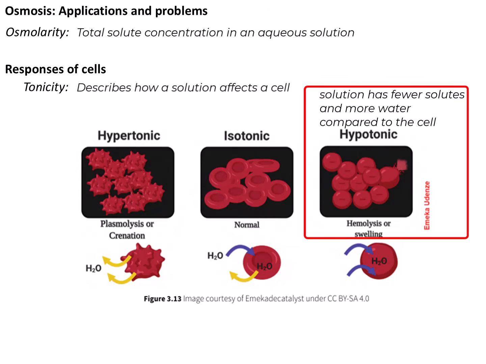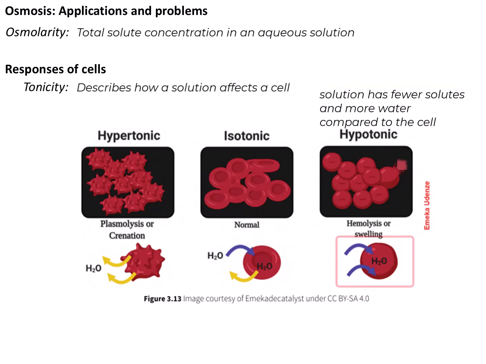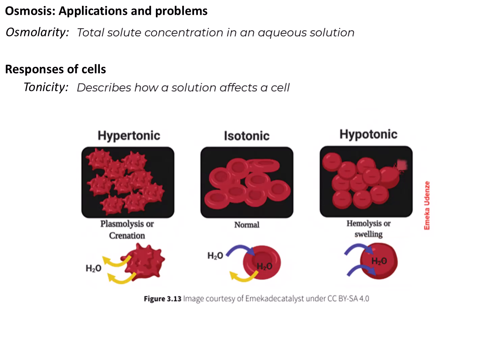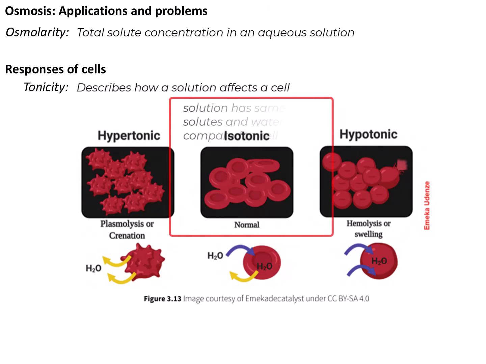A hypotonic solution is one that has less solutes and more water compared to the inside of the cell. If a red blood cell is placed into a hypotonic solution, it will swell as water moves into the cell from an area of high concentration to low concentration. If enough water moves into the cell, it will burst. This is called hemolysis.